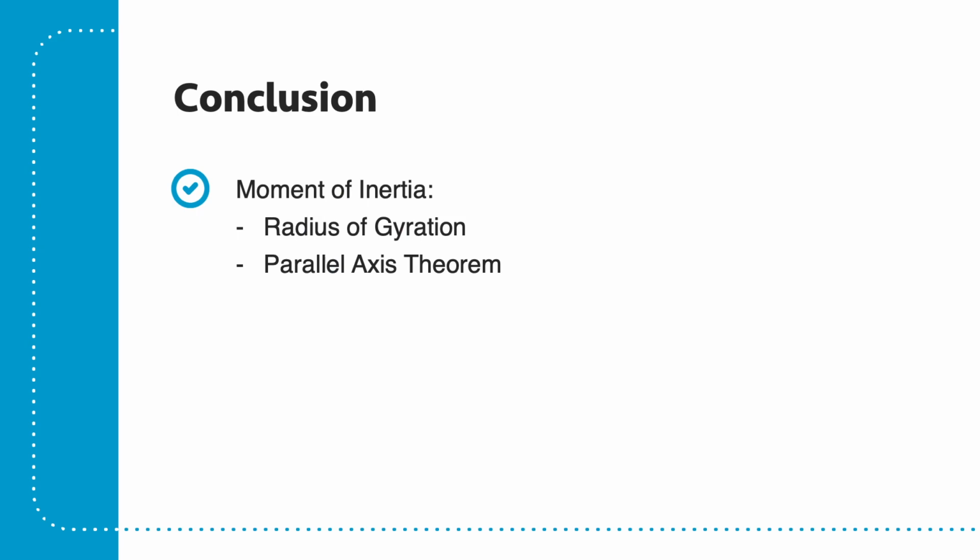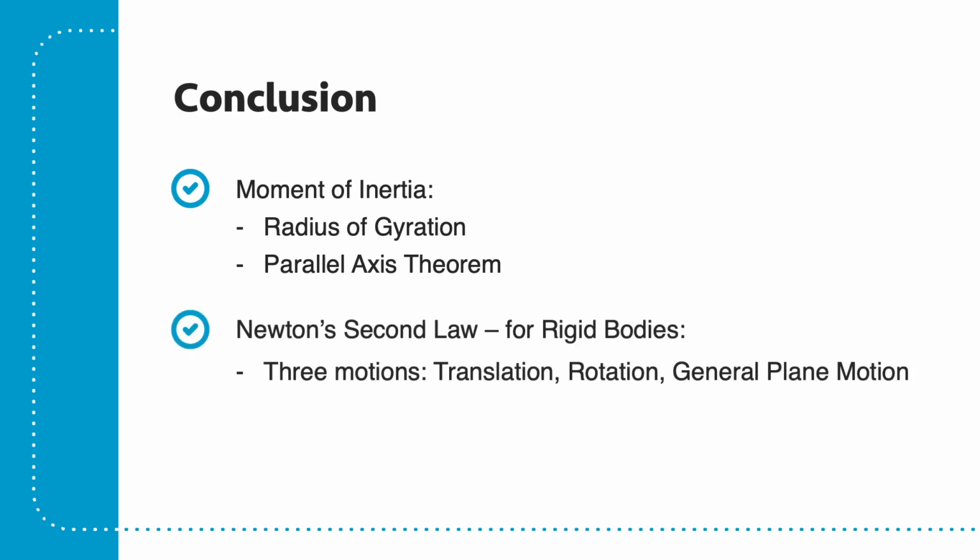In terms of conclusions, moments of inertia, radius of gyration, and the parallel axis theorem are the most important things. Newton's second law for rigid bodies has three motions: translation, rotation, and general plane motion. Again, I can't emphasize this enough. This is one of the more challenging chapters in the book, and I do recommend that you spend the time to do homework and examples so that you're comfortable with the material. Once you do it a few times, you'll find you're really comfortable and understand what's happening. Thank you very much, and we'll talk again.